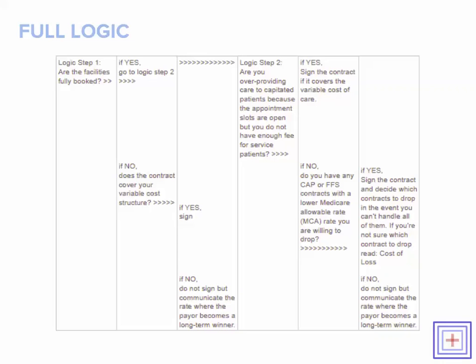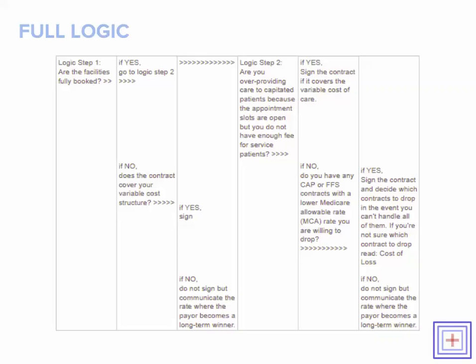In the event you can't handle all the volume, you then have to understand which contracts to drop. And you could do this via the cost of loss, which is essentially which contract, if dropped, will have the lowest impact to my bottom line, and that's the one you're going to want to drop. So you're going to have to go through that process of understanding which contracts are the most impactful to your bottom line.